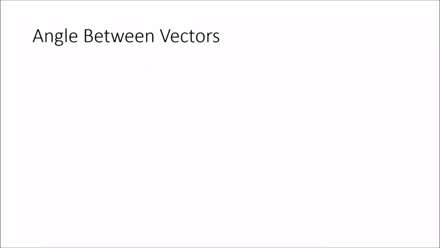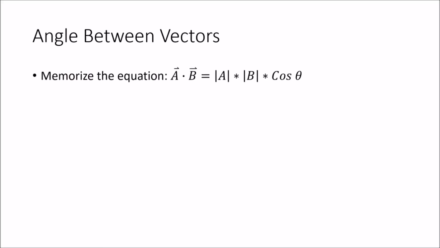The angle between vectors is actually a simple concept. All you have to do is memorize the definition of the dot product, which is vector A dotted with vector B is equal to the magnitude of vector A times the magnitude of vector B times the cosine of the angle between the two vectors.